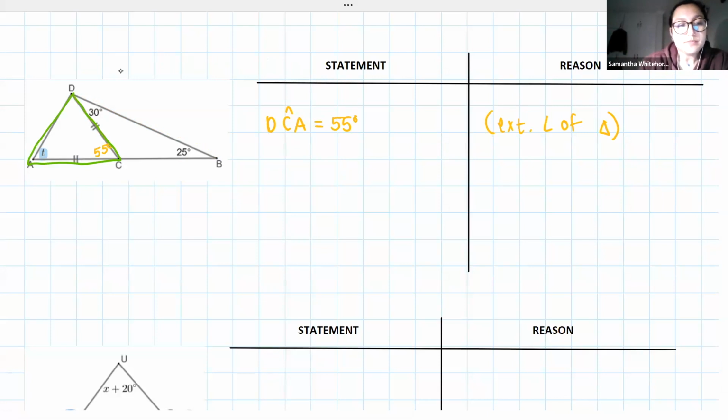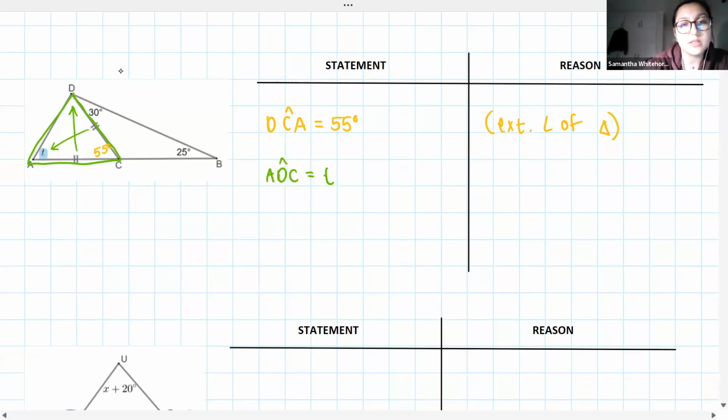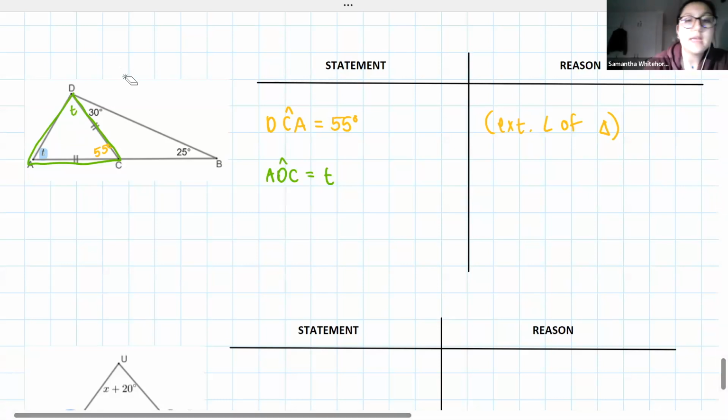Now, this is useful because we've got two equal sides. We know that AC is equal to CD, and so we know that the angles opposite are equal. So I know that angle ADC is equal to T as well. So both of these angles would be T. And that is because of angles opposite equal sides.